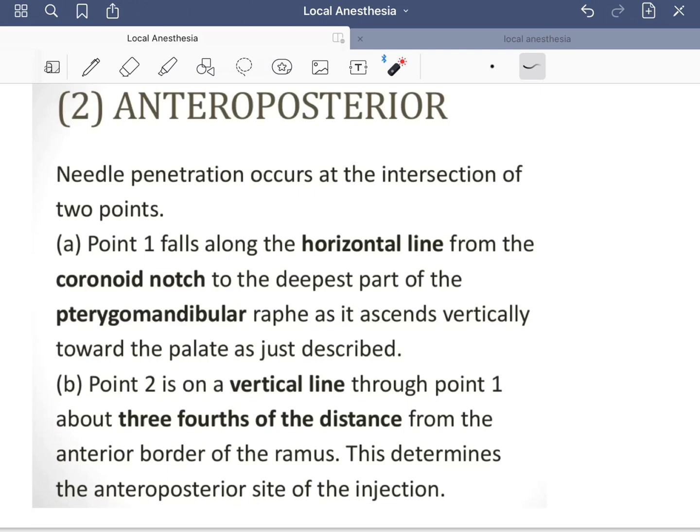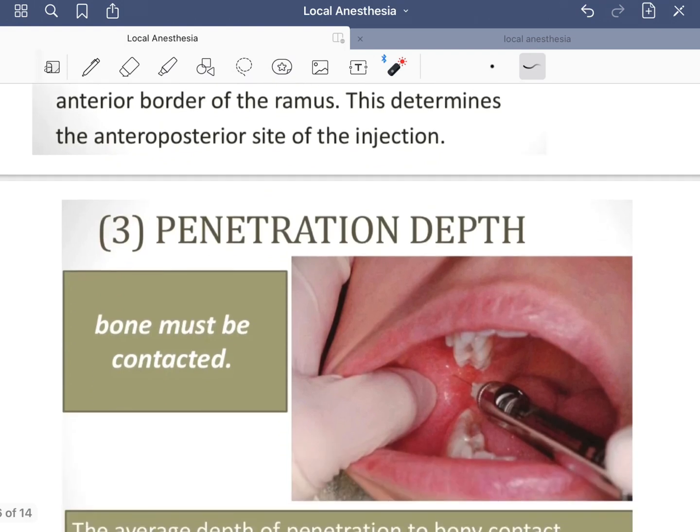Needle penetration occurs at the intersection of 2 points. Point 1 falls along the horizontal line from the coronoid notch to the deepest part of the pterygomandibular raphe as it ascends vertically toward the palate. Point 2 is on a vertical line through point 1, about 3/4 of the distance from the anterior border of the ramus. This determines the anterior-posterior site of the injection. We will clarify these points in this picture.